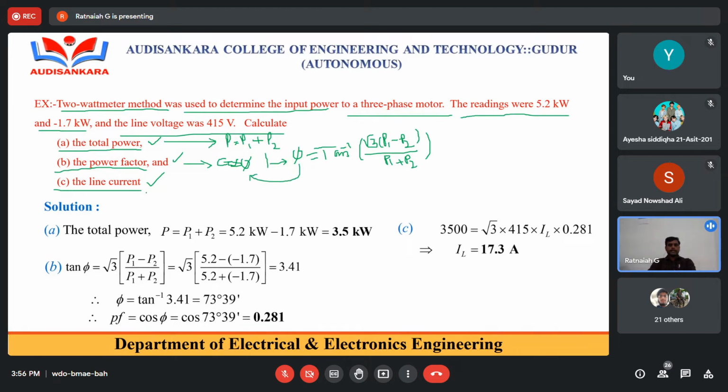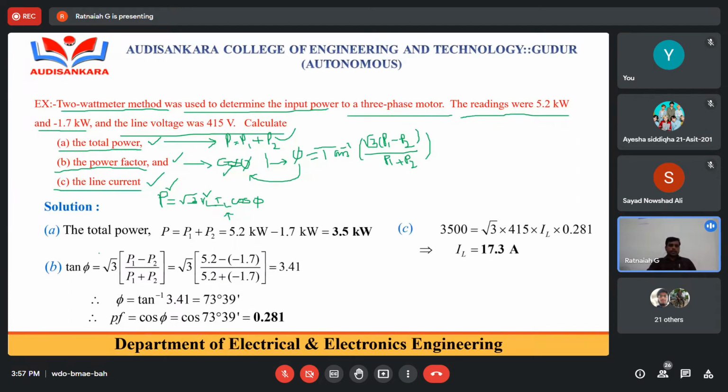Then what is the line current? Generally, the total power absorbed by the load, if you know, is root 3 VL IL cos phi. So the total power we can calculate from the first one, and VL we already know, that is given in the data. Cos phi we know from the second one. So it is easy to calculate the load current or the line current IL.